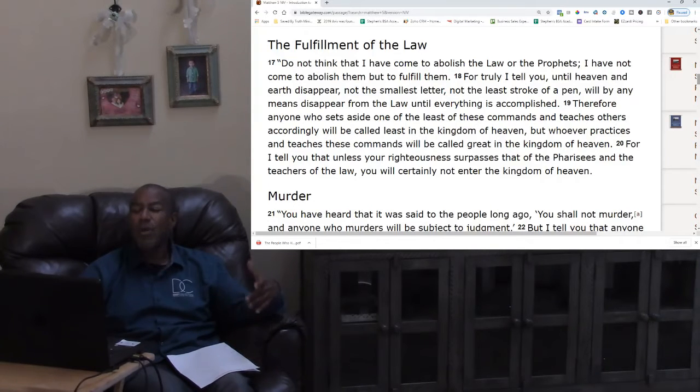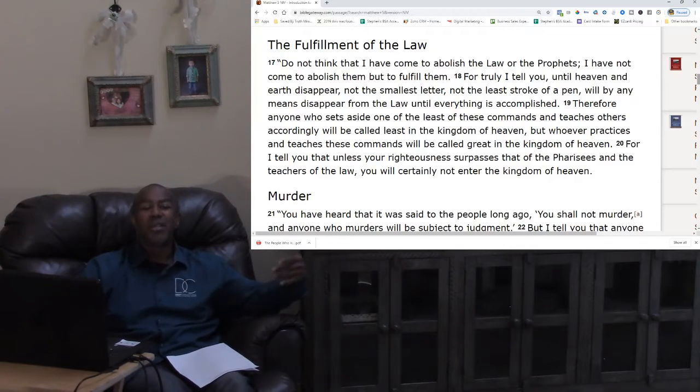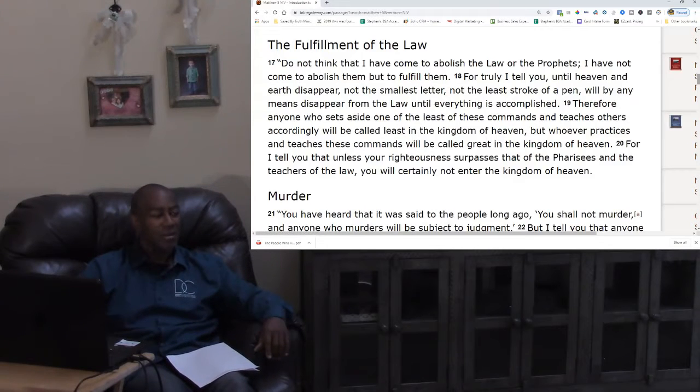It says, therefore, anyone who sets aside one of the least of these commands, if you do a translation, it says commandments. Anyone who sets aside one of the least of the commandments, the one you believe is the least, which most in the world believe the Sabbath day is the least of these commandments, the Bible says, will be called least in the kingdom of heaven. But whoever practices and teaches these commandments will be called great in the kingdom of heaven.